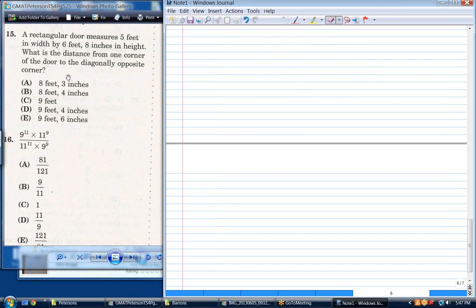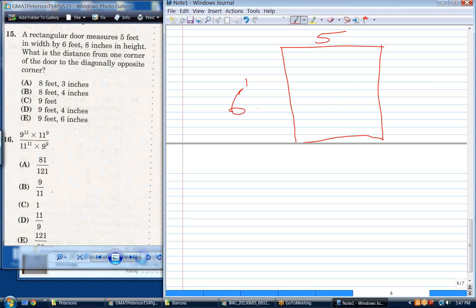Not a data sufficiency, but it is a geometry problem. So let's go ahead and do it. Its width is 5 feet, and its height is 6 feet 8 inches. You're probably not used to dealing in feet and inches, are you? No. Well, that's one adjustment you'll have to make.